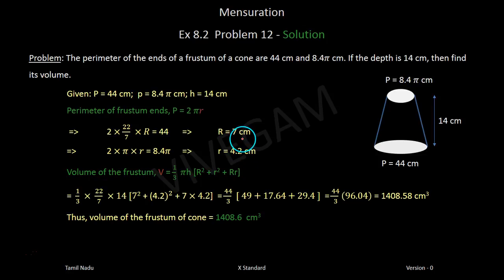So now we substitute these two values in this formula. You will get 1/3 into pi, that is 22/7, into height or the depth, which is 14, into capital R, that is 7 square, plus small r square, that is 4.2 square, plus the capital R into small r. So 7 will go 2 times, so it will become 44/3, and 7 square is 49, 4.2 square is 17.64, and 7 into 4.2 is 29.4. You add up all these things, you will get 96.04, and you simplify, you will get 1408.58 centimeter cube. Thus the volume of the frustum of the cone is 1408.6 centimeter cube.